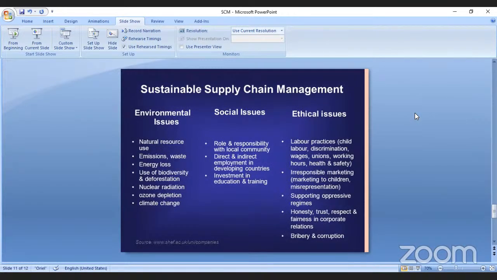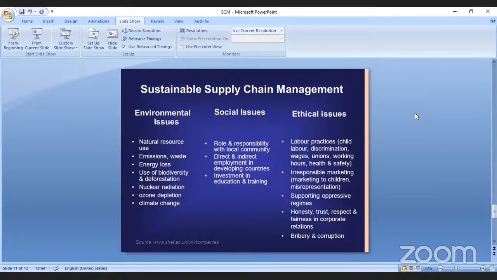Sustainable supply chain management has three types of issues: environmental issue, social issue, ethical issue. Environmental issue: natural resources issue, emission, waste, and energy loss, use of biodiversity and deforestation, nuclear radiation, ozone depletion, climate change.